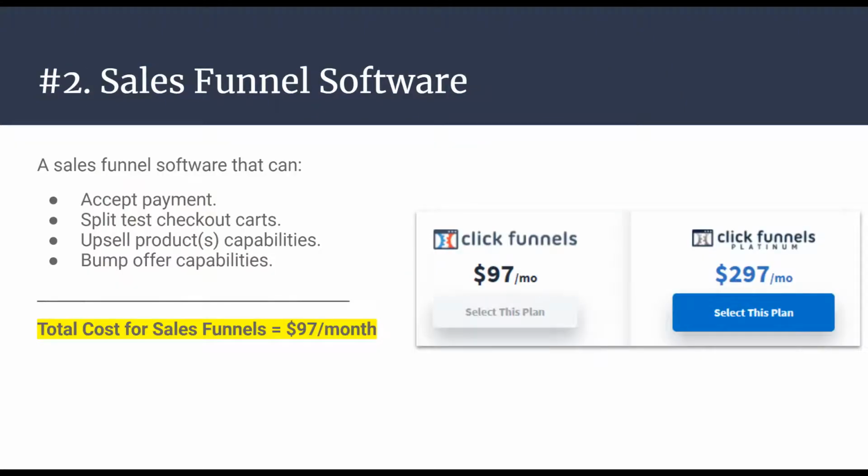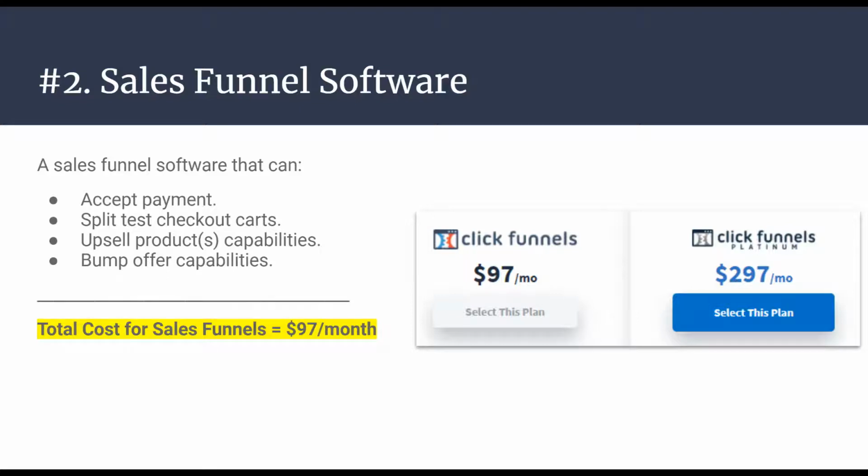So number 2 in the tech stack is a sales funnel software. Remember, Kajabi uses pipelines to create sales funnels for selling courses. So if you're gonna go the tech stack route, you're gonna need something like ClickFunnels that helps you accept payments. It helps you create a checkout cart, helps you split test those checkout carts. You're able to upsell products. So once somebody buys a front end product, they can buy the one-time offer, and you can offer bump offer capabilities right on the checkout cart.